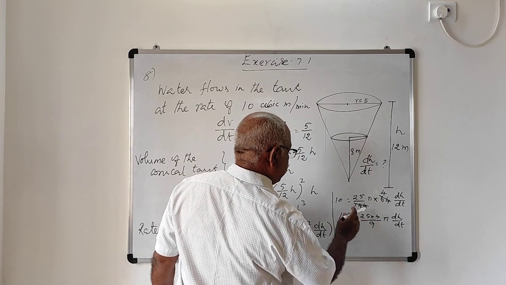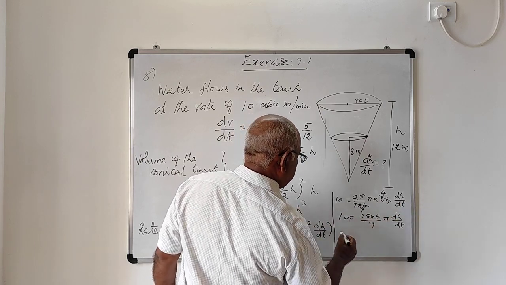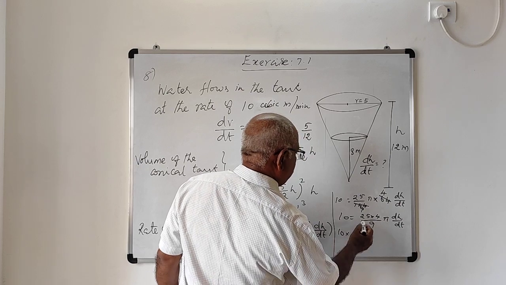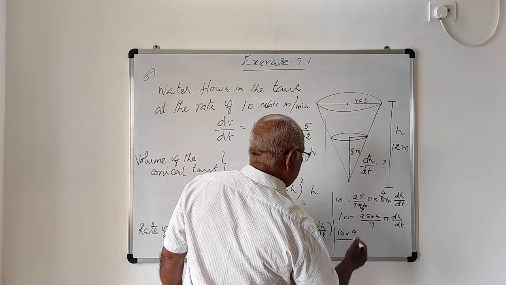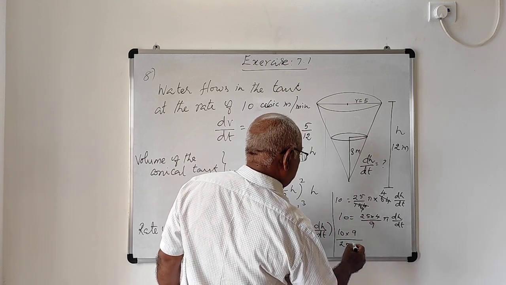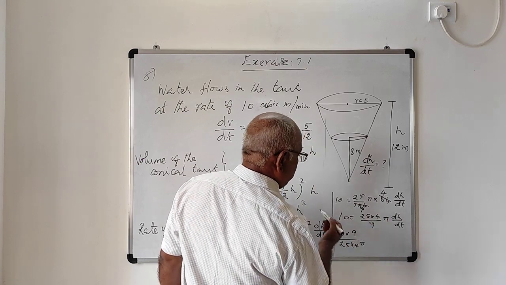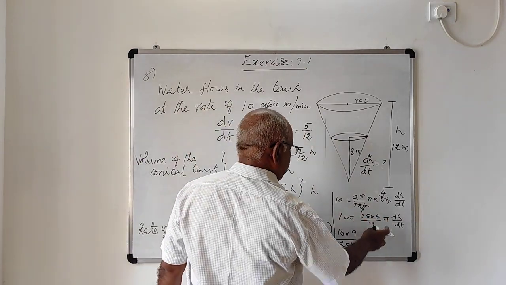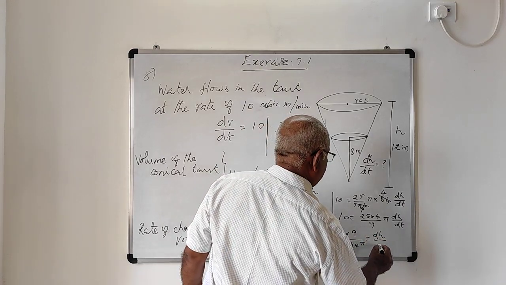So you bring the entire thing to the left hand side. You keep dh by dt on the right hand side. It becomes numerator 9 by 25 into 4 and pi also, if you bring it to the left hand side, it becomes the denominator, equal to dh by dt.